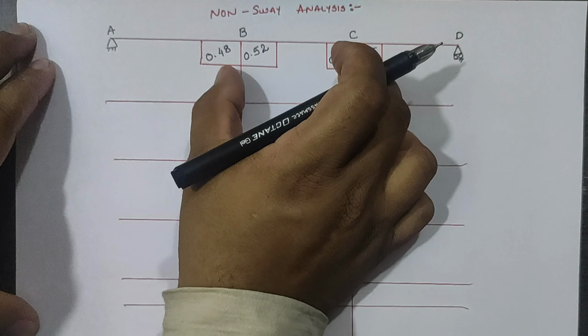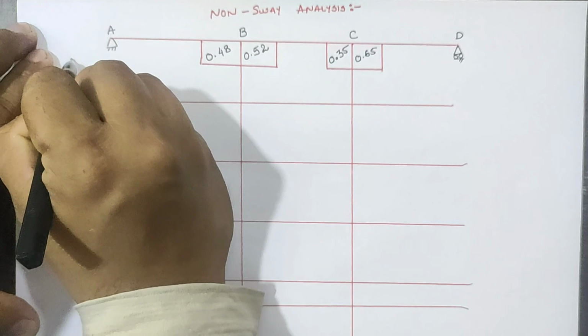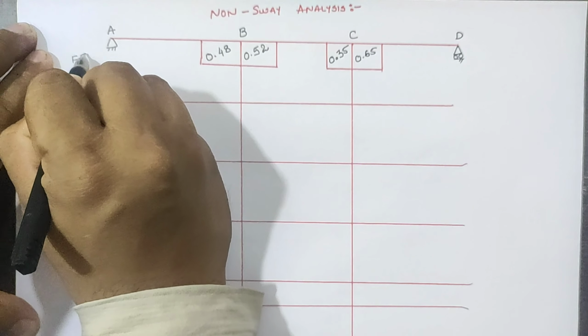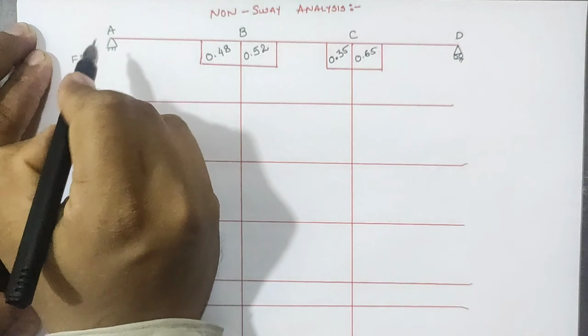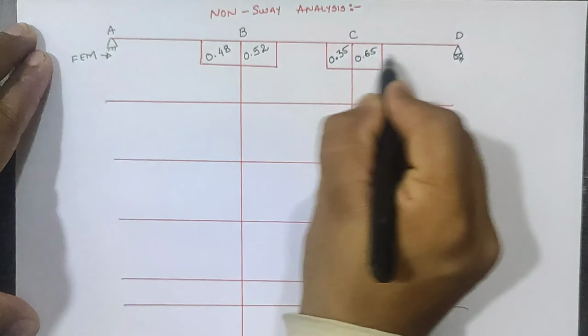After putting the values of the distribution factors, our first step is to indicate the fixed end moment at each joint.